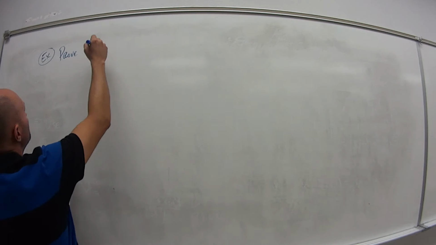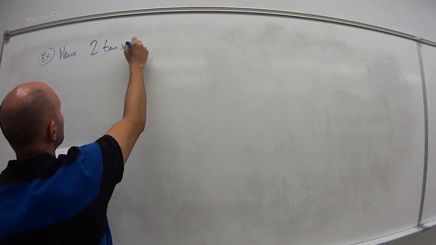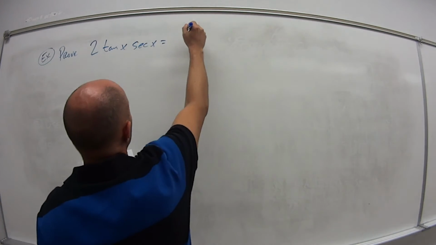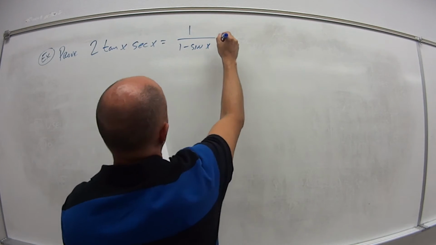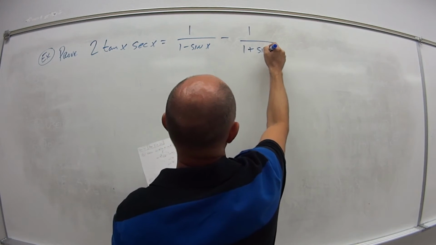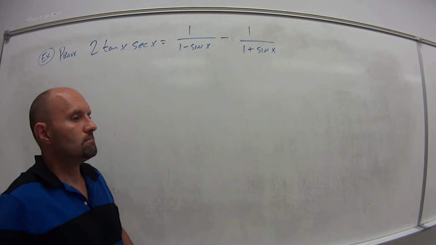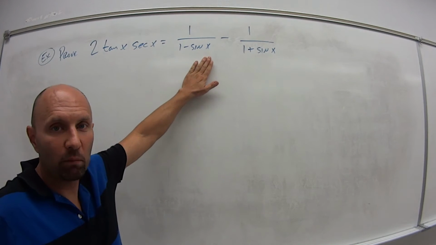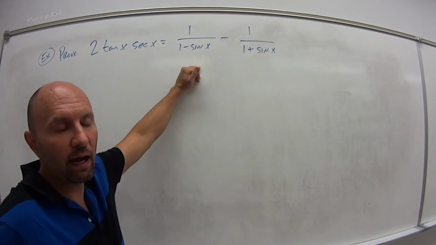So we want to prove that 2 tangent of x secant of x is equal to 1 over 1 minus sine of x minus 1 over 1 plus sine of x. So first off, what's our most complicated side? I would say probably the right? We have two terms, we have fractions, we have different denominators.